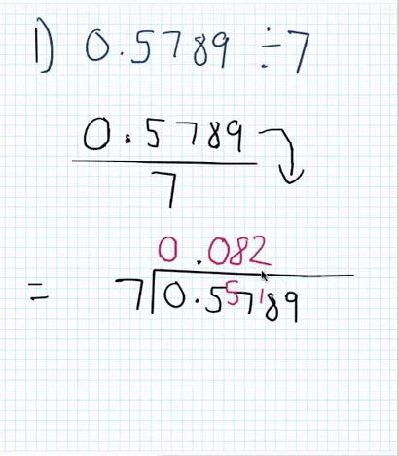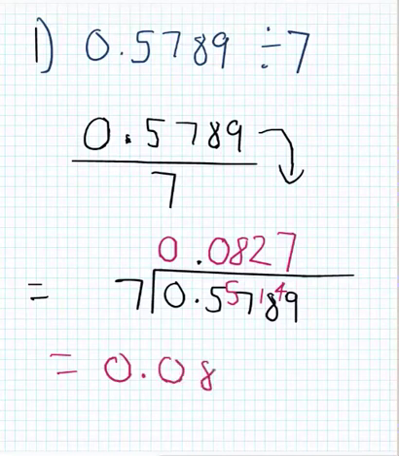Remainder 4, so 4 can go on to the 9. And 7 into 49, that can fit in evenly 7 times. And that's it. So our final answer, we'll write it down here, is 0.0827. And of course you can check using your calculator. It's a finite decimal, which means it doesn't go on forever. It just stops at that 7.